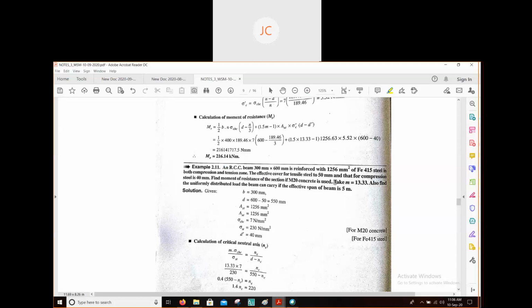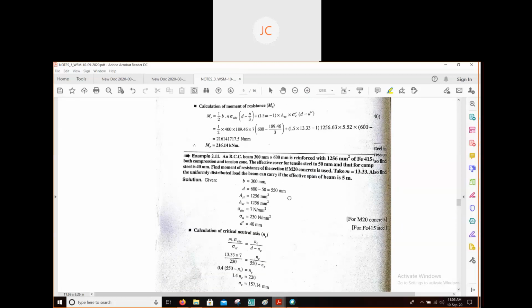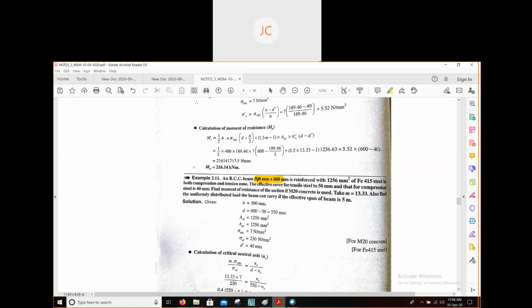M20 concrete is used. M is directly given. Find out the UDL. And here, in this question, effective depth is not mentioned. That means this 600 is the total depth, not the effective depth. So to find out this, B is 300, and this 600 is our overall depth.